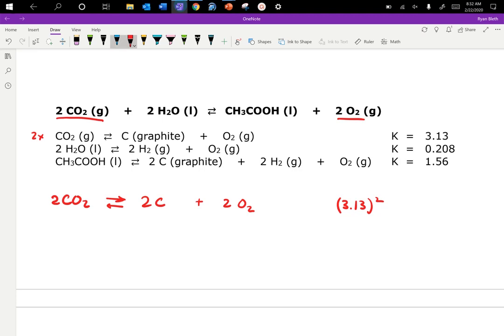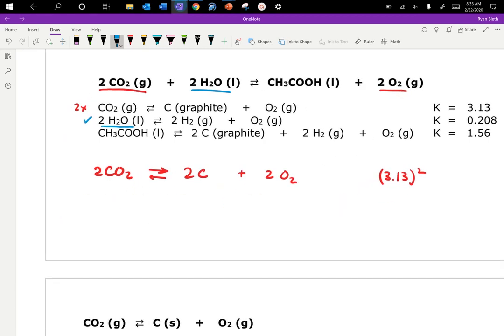Let's find something then that gets 2 waters on the left side of our equation. Well, I see that the second equation, as it's given right there, has 2 waters right here on the left side. So I'm going to go ahead and just use that one exactly as it is. I'm going to rewrite it though, just for the purposes of staying organized. I'll rewrite my equation and bring its K value down. So 2 waters becoming 2 hydrogens and an oxygen. No changes at all, so my K value stays exactly the same, 0.208.